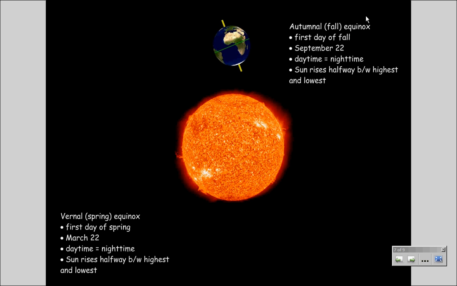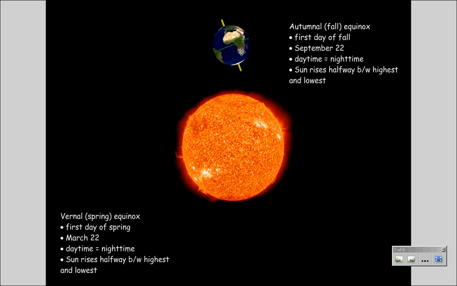Okay, now in between the solstices, we have what are known as equinoxes, one for fall and one for spring. So the first day of fall or autumn is known as the autumnal equinox. It marks the first day of fall, usually September 22nd. Now keep in mind that really we're talking about the Earth going behind the sun if we're showing a flat orbit, but for the sake of seeing what we're looking at here, I'll put the Earth up here.